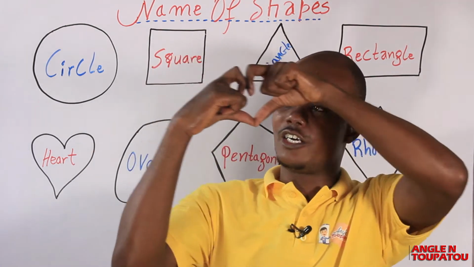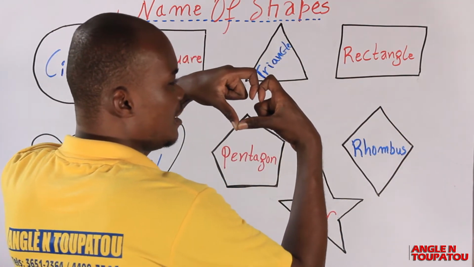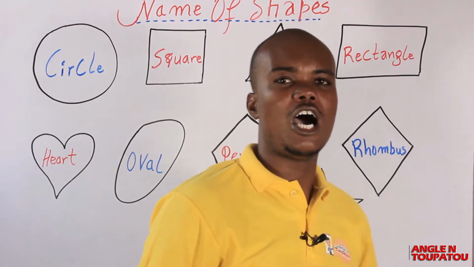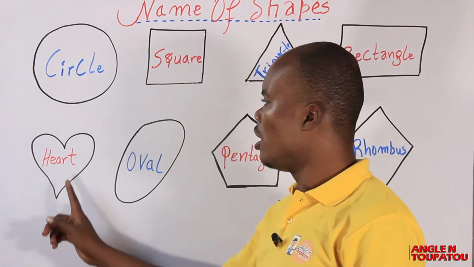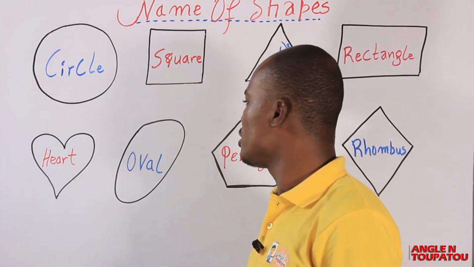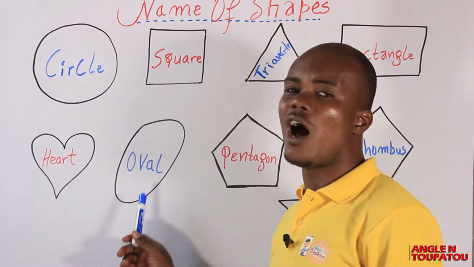Good. This is a heart. I show it to you. This is a heart. Heart. You pronounce it comme heart. And after heart, qui signifie cœur, we got avo.